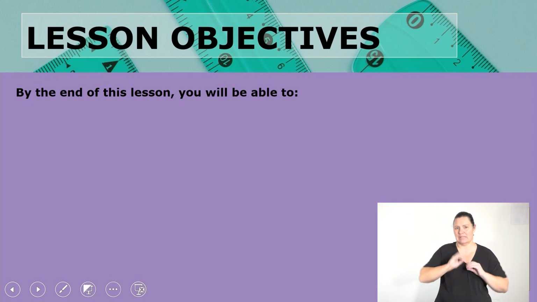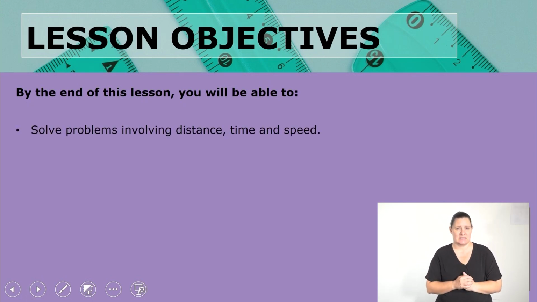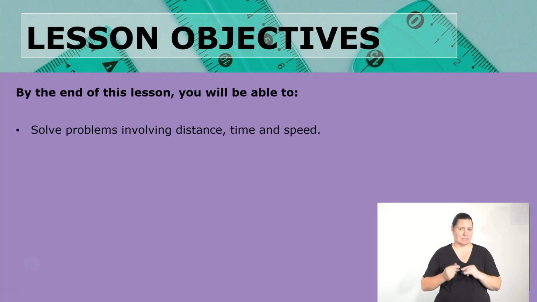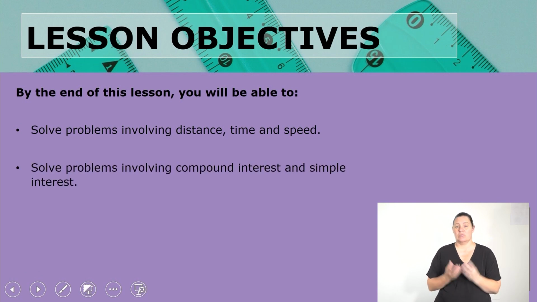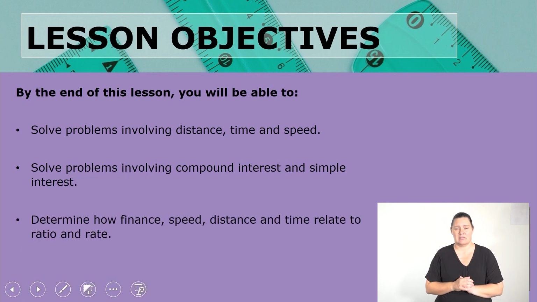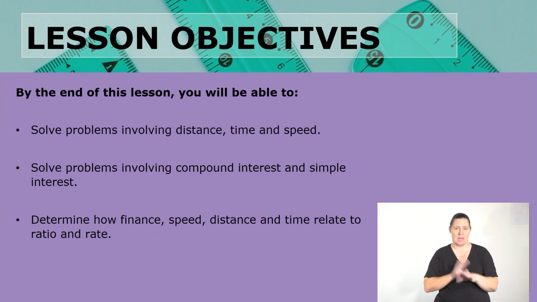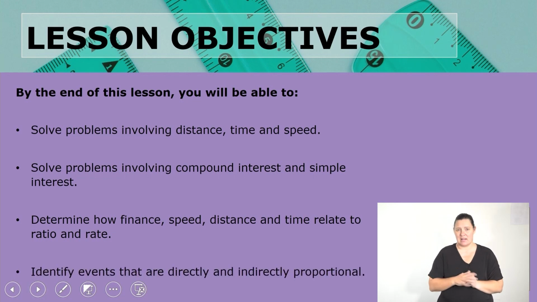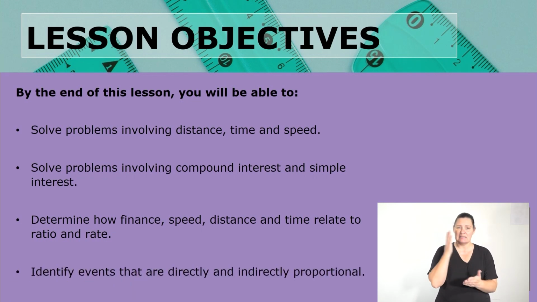So let's look at the lesson objectives. By the end of this lesson, you will be able to solve problems involving distance, time, and speed, solve problems involving compound interest and simple interest, determine how finance, speed, distance, and time relate to ratio and rate. And finally, identify events that are directly and indirectly proportional.